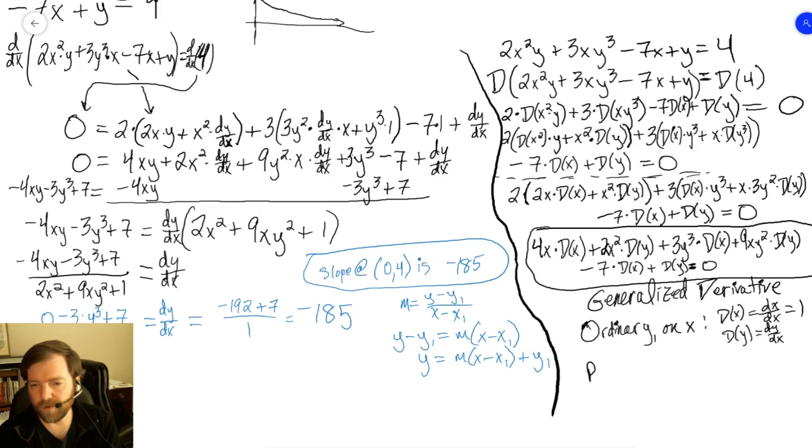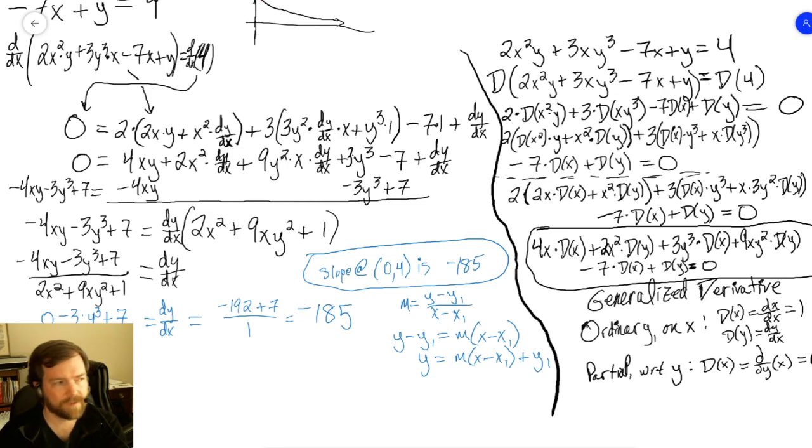All right, so if I then want to do partial with respect to y, then here, everywhere that we have a d of x, this is partial with respect to y of x, which is 0, because x is treated as a constant in terms of y. And then dy is going to be, dy of y, partial, is 1. It just makes things a whole lot easier in general.